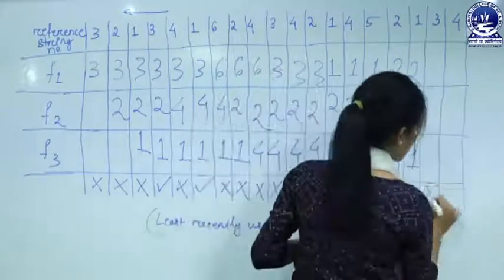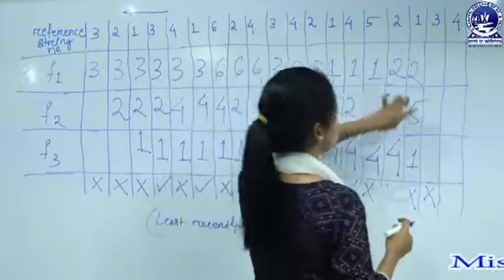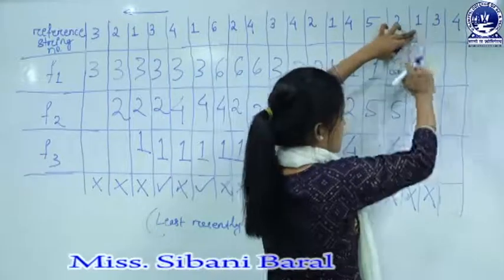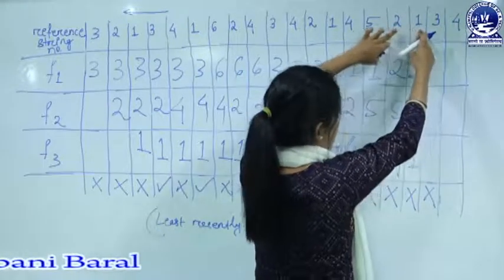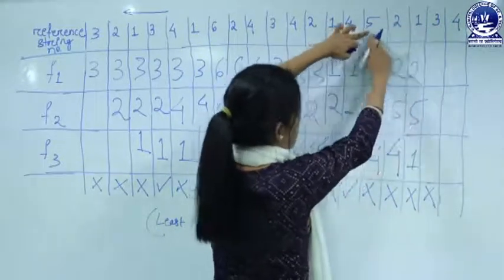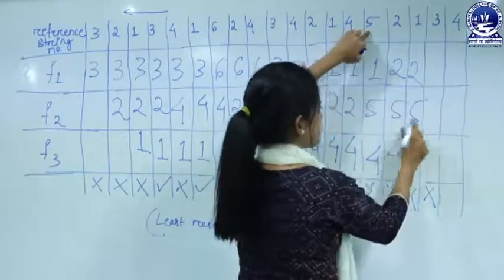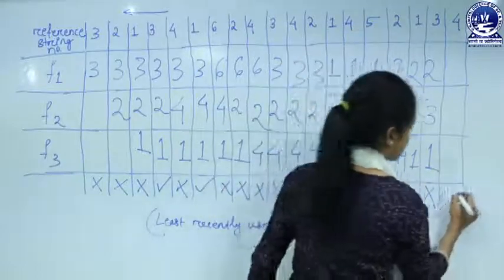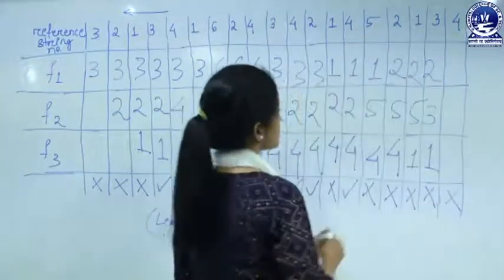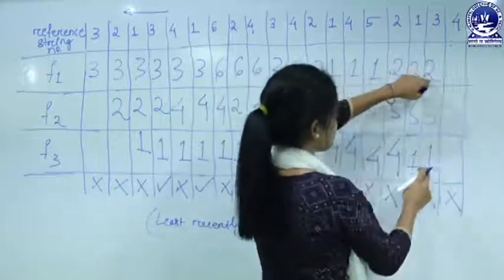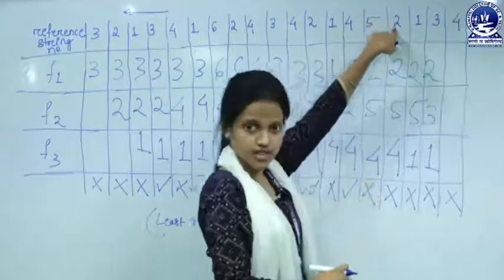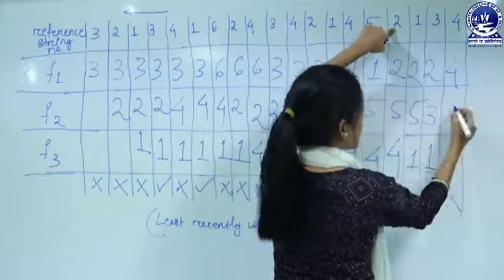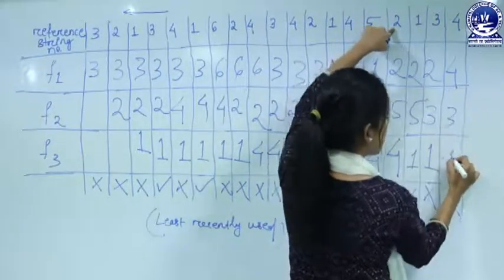Okay, 3 is not there, again a page fault. So among 2, 5, 4, from 3, 1 is recently used, and 2, and then 5. So 5 is least recently used. So 2, 3, 1. Again 4 is not there, again there is a miss. So among 2, 3, 1, here 2 is least recently used. At the place of 2 we put 4, next 3 and 1.